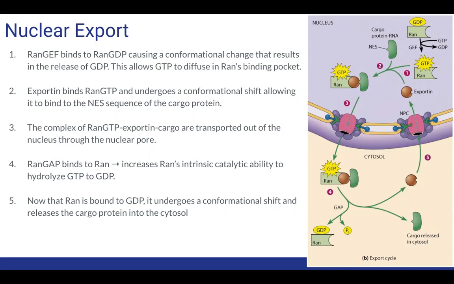So once that complex is formed, it's able to be released into the cytosol. Once in the cytosol, another GAP will come and bind to RAN, increasing its ability to hydrolyze GTP to GDP. Once it's bound to GDP, the cargo protein as well as exportin will be released into the cytosol, and exportin will make its way back into the nucleus where it's supposed to function.